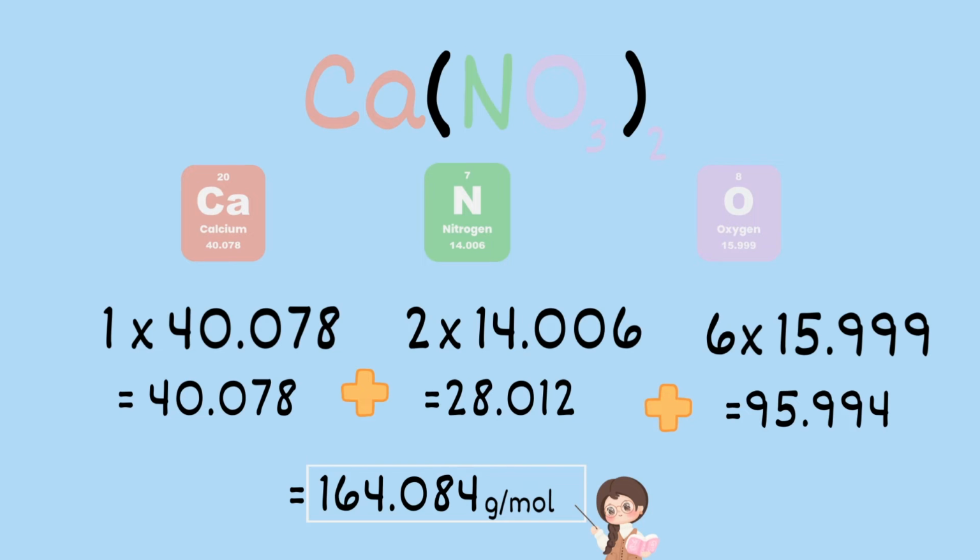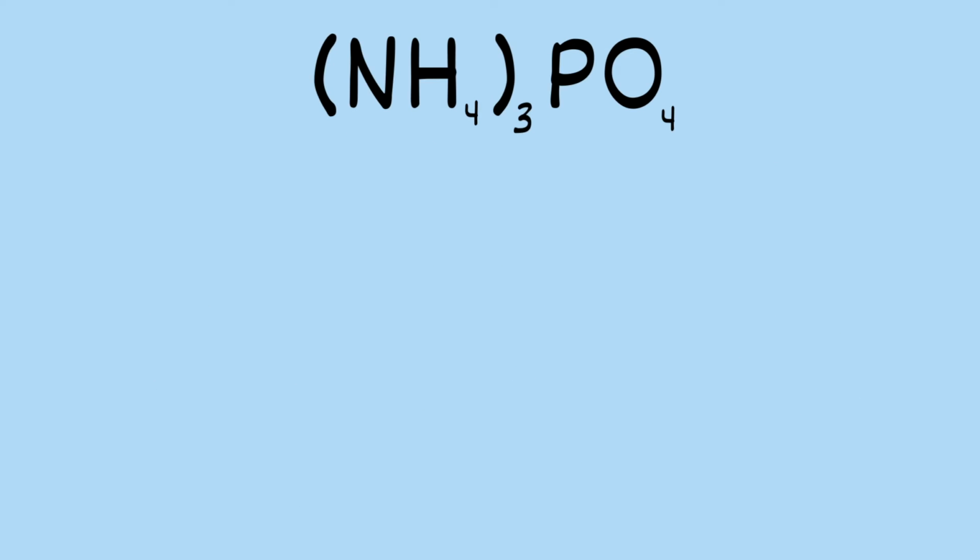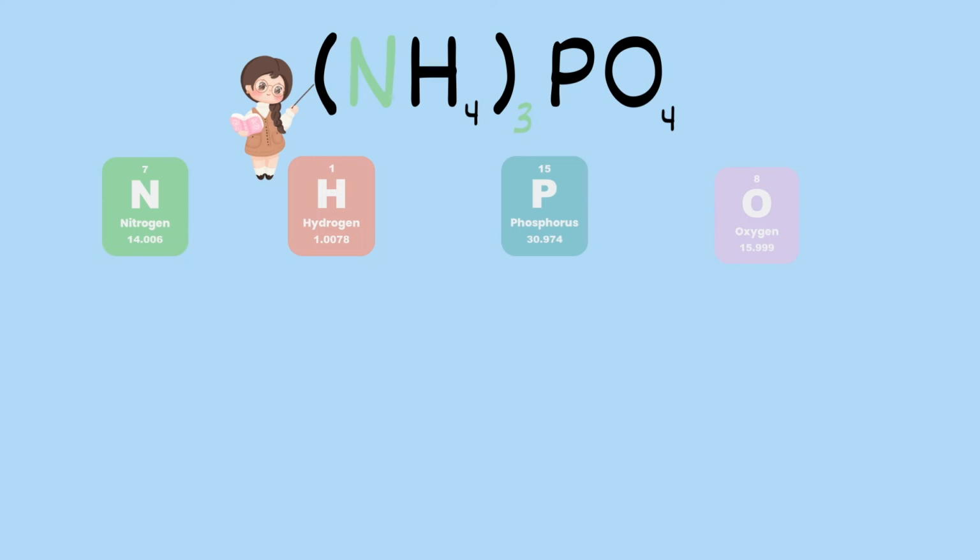And of course, we have to put our units, grams per mole, and that's our answer. Let's try one more. Let's find the molecular mass of ammonium phosphate. We have our elements off the periodic table for reference here.